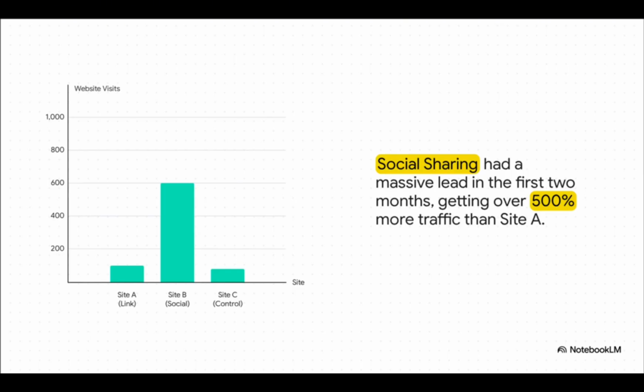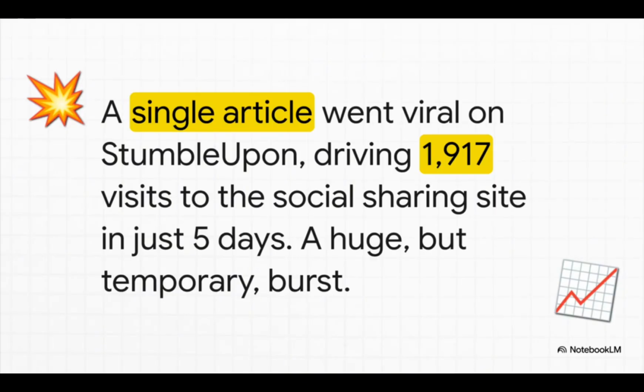Case closed, right? Well, not so fast. The researchers dug into the data and found something really specific. That huge spike wasn't steady growth at all. It was almost entirely because of one single article that went viral on a social platform called StumbleUpon. That one piece of content drove almost 2,000 visits in just 5 days. It was a huge, but as it turns out, very temporary burst of attention.